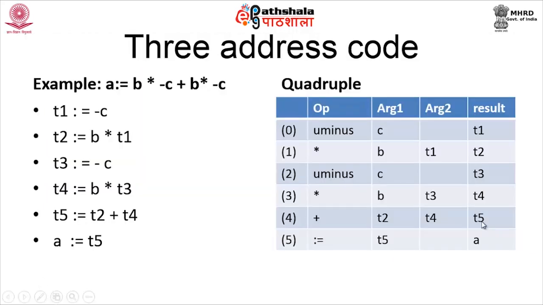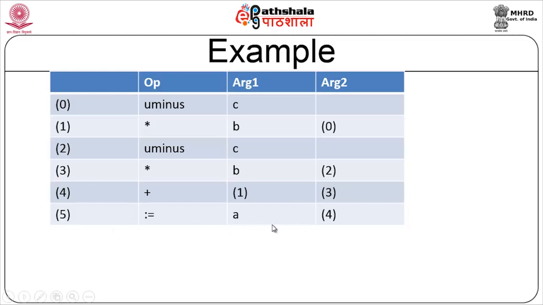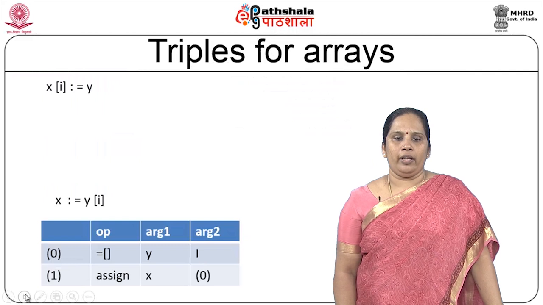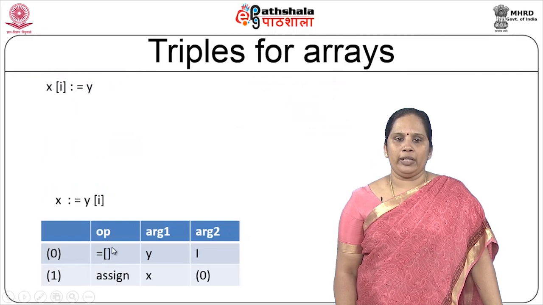So we have theoretically combined these two into a single one, and then represented argument 2 in terms of the row indices only. That is the triple representation. Argument 2 is replaced with the row indices, that is, triples. Now there is one more thing called indirect triples. Just before we move on to indirect triples, one more example.